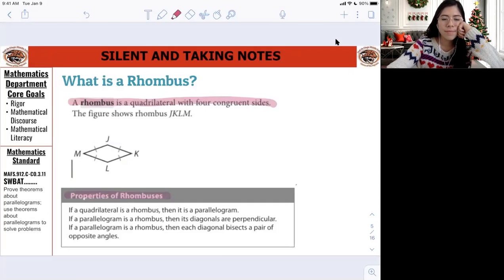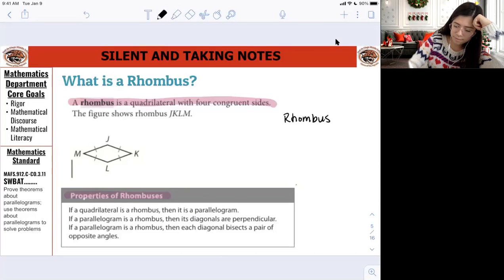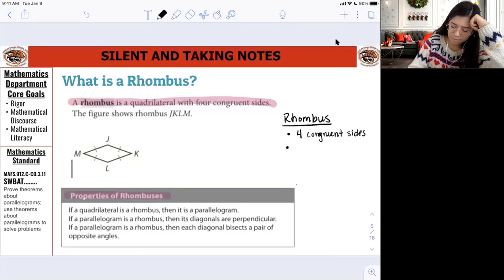All right, a rhombus is a quadrilateral with 4 congruent sides. If a quadrilateral is a rhombus, then it's a parallelogram. If a quadrilateral is a rhombus, then its diagonals are perpendicular. If a parallelogram is a rhombus, then each diagonal bisects a pair of opposite angles. Am I done here? You're done.